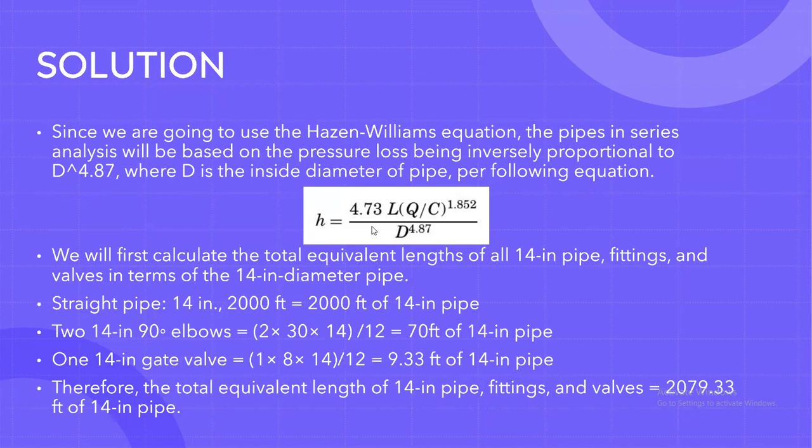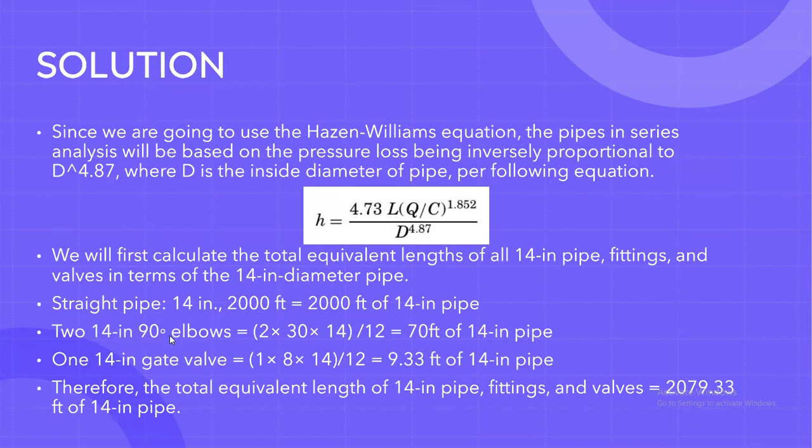So here's the Hazen-Williams equation: 4.73 multiplied by length, over Q, which is your volumetric flow rate, over C, a factor which we are given, to the power of 1.852, over inside diameter to the power of 4.87. We will first calculate the total equivalent lengths of all pipe fittings involved in terms of the 14-inch diameter. So it's a straight pipe, 14-inch, 2,000 feet, which of course doesn't change because it's the base diameter.